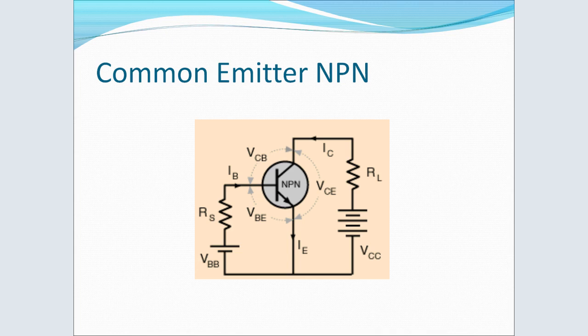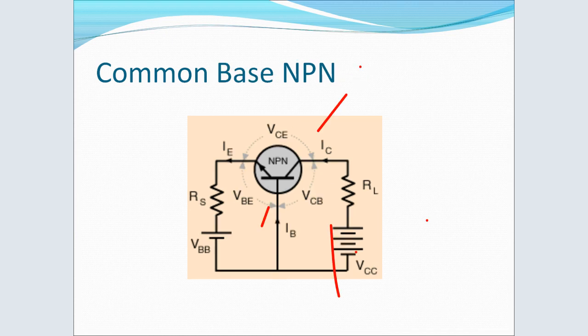So there's another set of configuration. I'm going back to the other one so you see the difference. Common base NPN. See where the base terminal is. See where the emitter is, and see where the collector is.